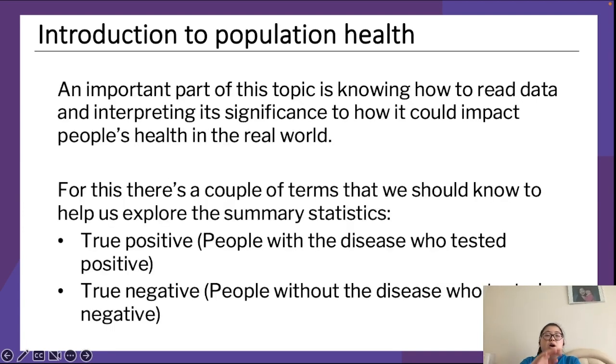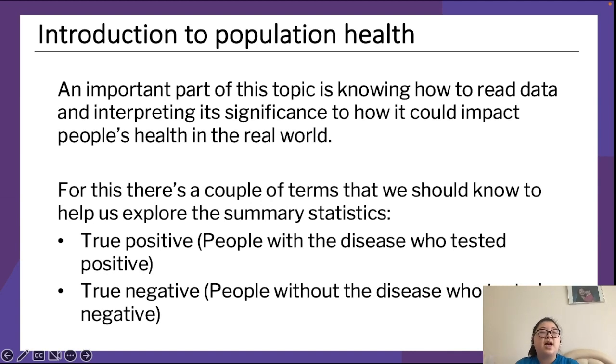Okay, so like I said, the most important part of population health, which is carried across from preclinical years into clinical years, is being able to talk about these statistics and data. We'll talk about a couple of definitions of data. The first thing is true positives and true negatives. True positives are people who have the disease who tested positive. That means they have the disease, diagnosed by some other method, and they tested positive on the test.